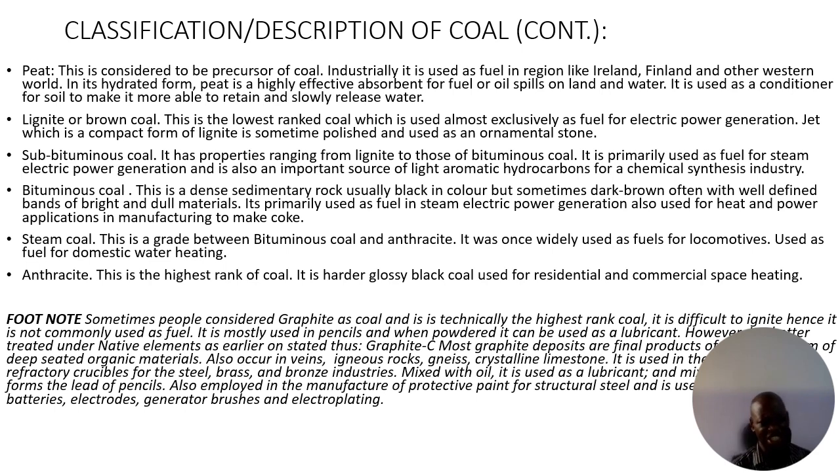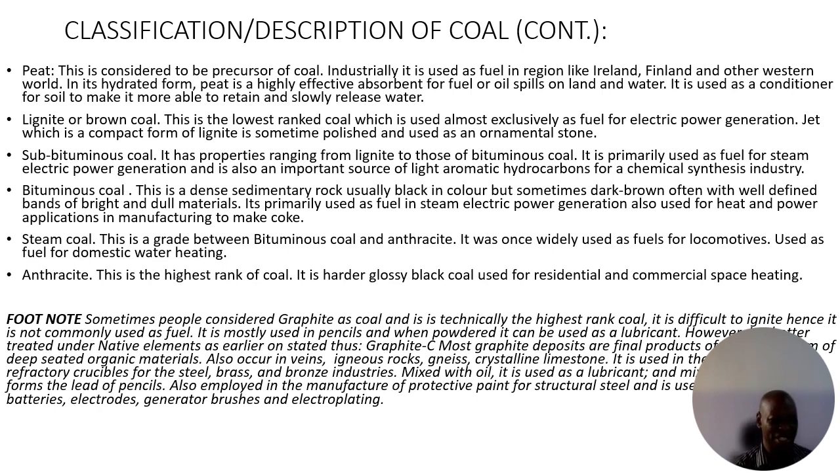In the classification and description of coal, peat is considered to be the precursor of coal. Industrially, it's used for fuel in regions like Ireland, Finland, and other parts of the Western world. In its dehydrated form, peat is highly effective as an absorbent of fuel or oil spills on land and water. It is used as a conditioner for soil to make it more able to retain and slowly release water. Lignite, or brown coal, is the lowest rank coal, which is used almost exclusively as fuel for electric power generation. Jet, which is a compact form of lignite, is sometimes polished and used as an ornamental stone.